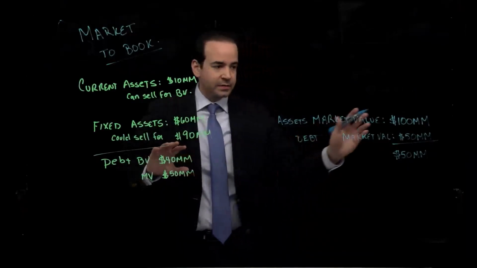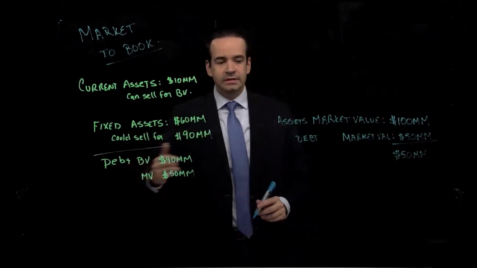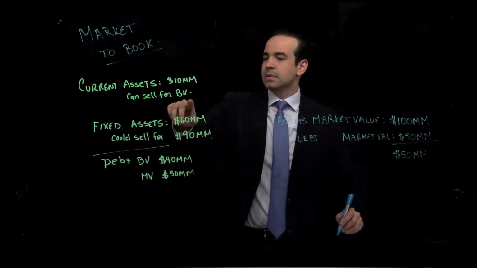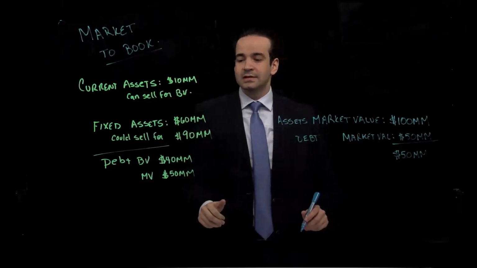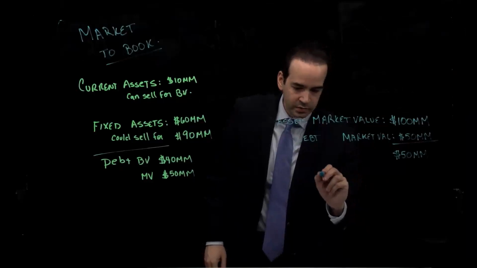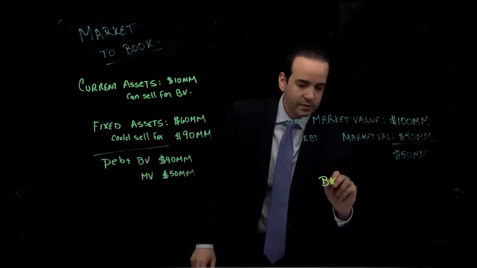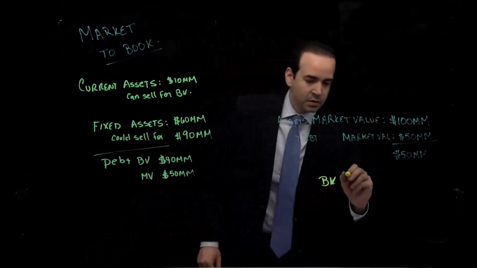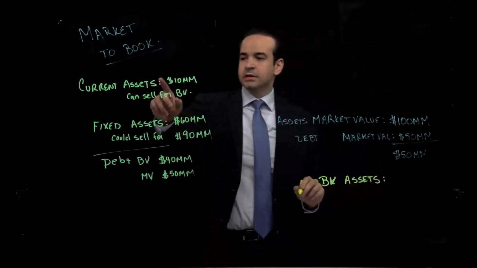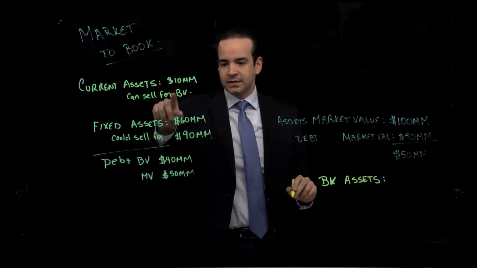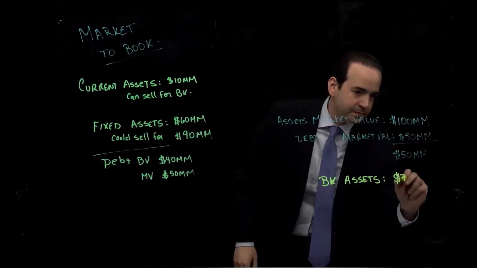Then if we use, instead of the market value, we want to get the book value, we just use the book value of all these accounts. So the book value of the assets is simply these 10 million in current assets and the 60 million in fixed assets. So the book value of the assets is the 10 million of the current assets, which is the book value, and then 60 million of the fixed assets. So we have 70 million.